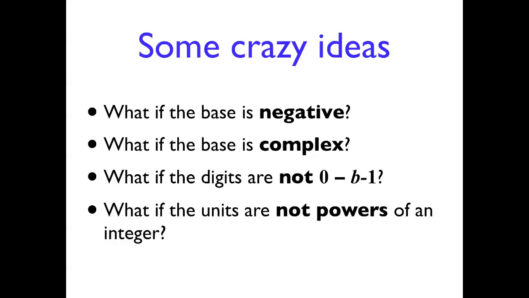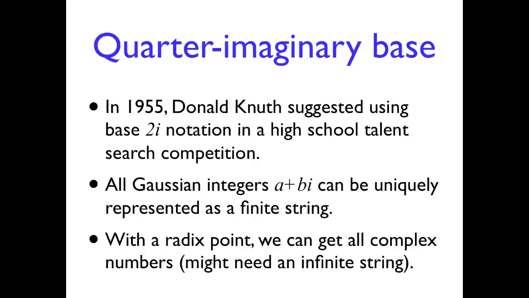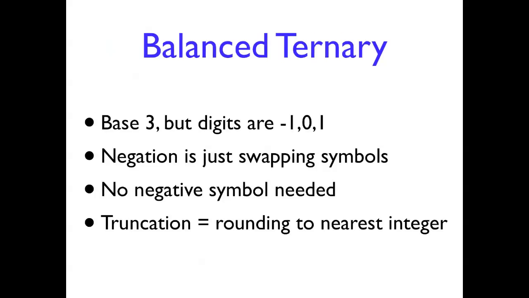Okay, now here are some interesting ideas. What if the base is a negative number? What if the base is a complex number, or the digits aren't 0 through 9, or even the units are not powers of an integer? The idea of a quarter-imaginary base was presented by Donald Knuth in a high school talent search in 1955. The idea is to use 2i, the number 2i, as your base, b. It turns out that any Gaussian integer can be uniquely represented as a finite string. You don't need a negative sign anymore or the letter i. Everything is just a finite string. And then with the radix point, you can actually get all the complex numbers. So that is very interesting.